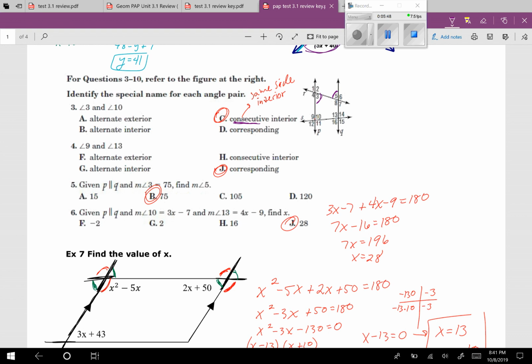Question 6, if P is parallel to Q and the measure of angle 10 is 3x minus 7 and the measure of angle 13 is 4x minus 9, well, I see 10 is right here and 13 is right here. They're same side interior angles, so they should add up to equal 180. So that's what I have right here. The 3x minus 7 plus this 4x minus 9 equals 180. And so then when you solve that, you get x is 28.